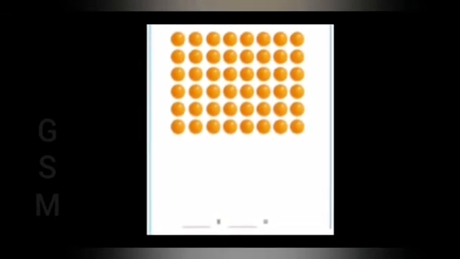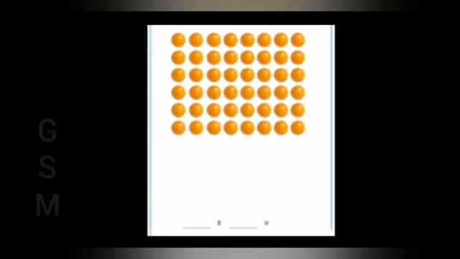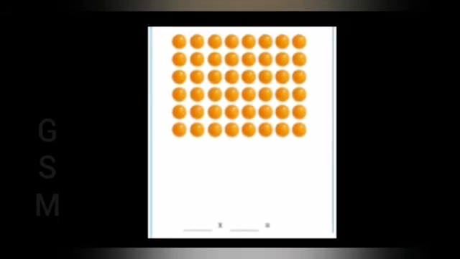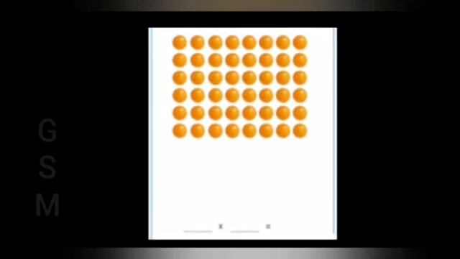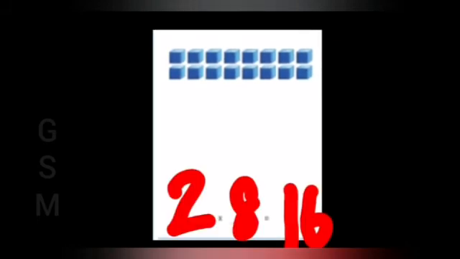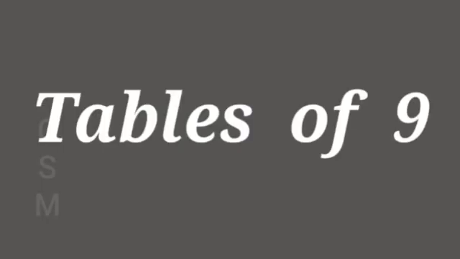Look at one example. How many rows and columns are in this picture? There are 8 columns and 6 rows. So 6 rows of 8 columns. So the answer is 6 eights are 48. Look at the next picture. 2 rows of 8 columns. So the answer is 2 eights are 16.